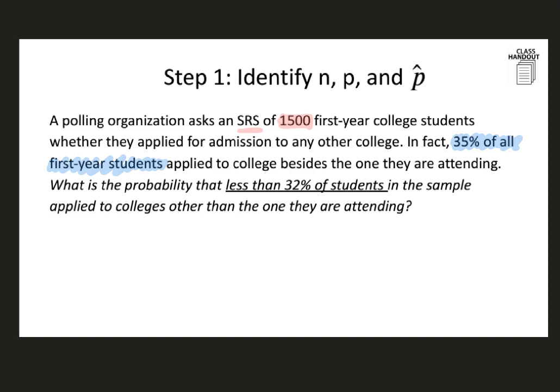So 35% of all, that keyword "all" tells me that that is a parameter and not a statistic. And then lastly, it says we need to identify p-hat. Well, this is saying less than 32% of students in the sample. So I know that 32% is referring to the sample, which means that the 32 must be a statistic. All right, so writing this out, n in this case is 1,500. p in this case is 0.35. And then p-hat is going to be 0.32.